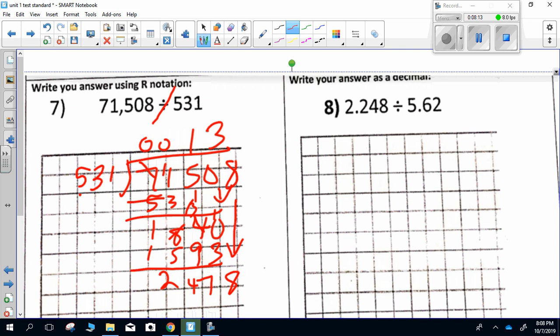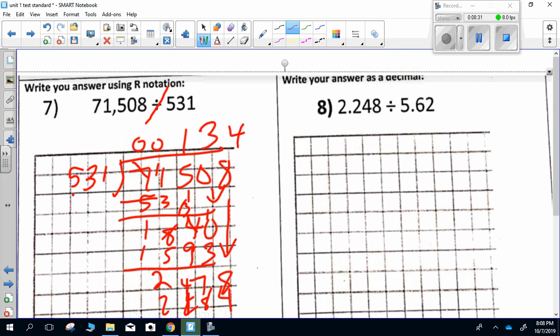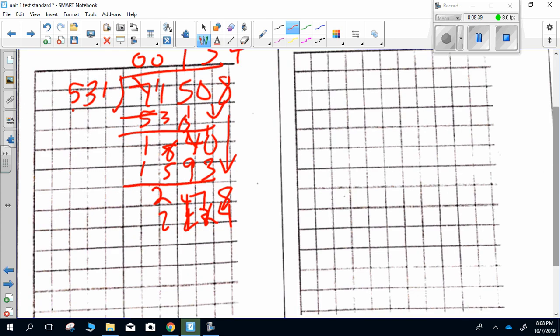How many 531s are in 2478? Let's say 4. Give me 4, 8, 2, 21. 21, 24. And now I am going to subtract. And I get 354. So my answer is 134, remainder 354.